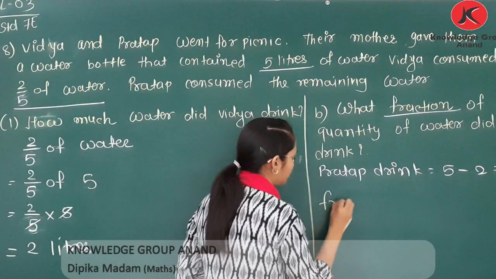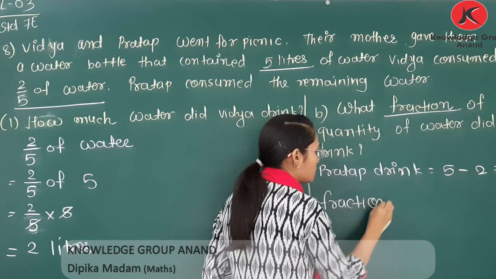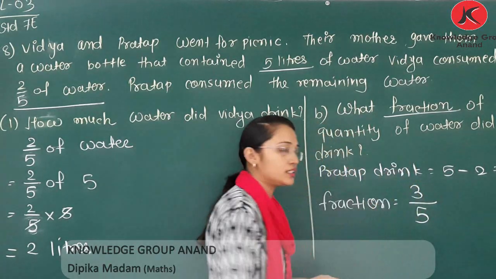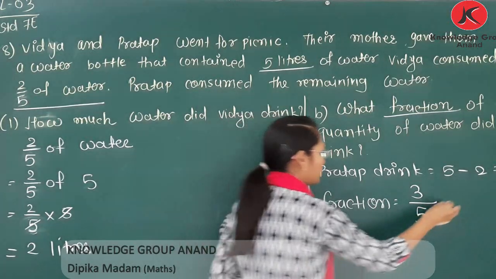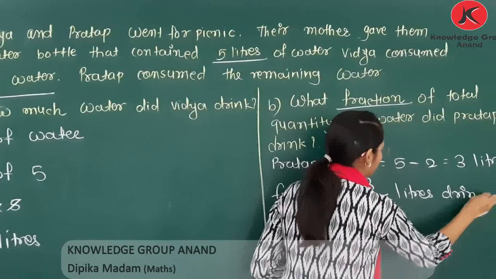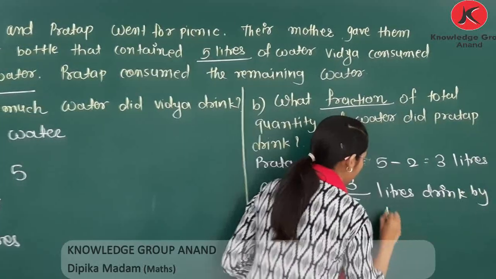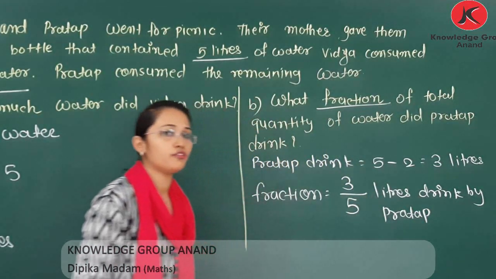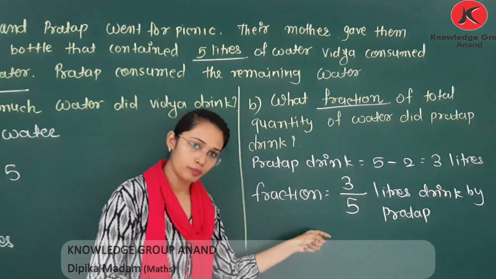So fraction: the total quantity is 5 liter, 3 liter drunk by Pratap. So this is the fraction of water drunk by Pratap. Clear?